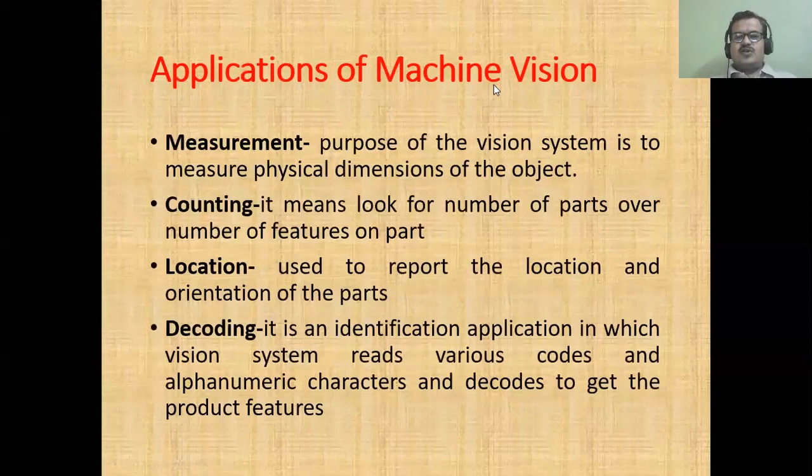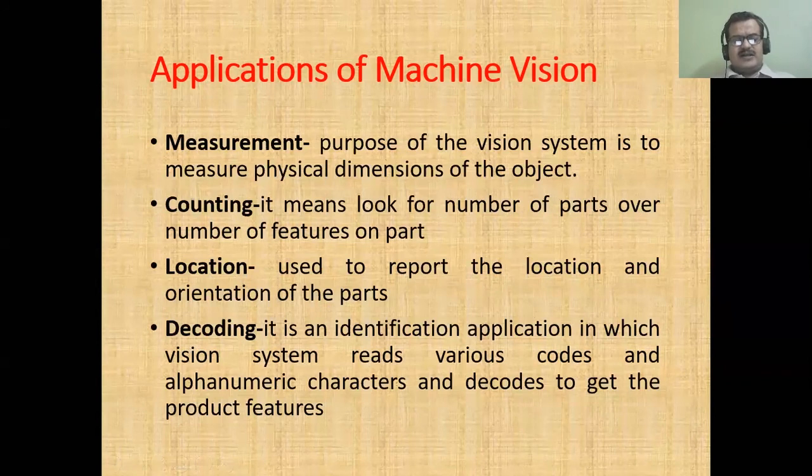Now, applications of machine vision. Measurement, that is the most important application. The purpose of the vision system is to measure physical dimensions of the object. Second is counting. It means looking for the number of parts or number of features on a part. Location, used to report the location and orientation of the parts. Decoding, which is used in factory data collection, that is identification system.